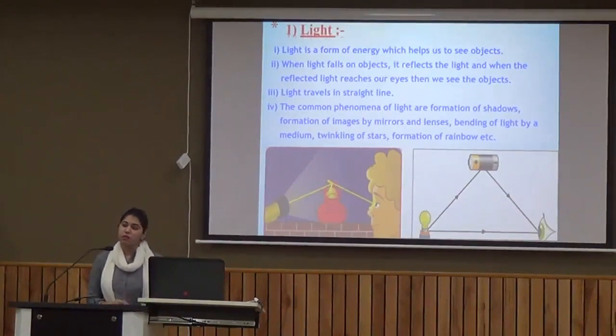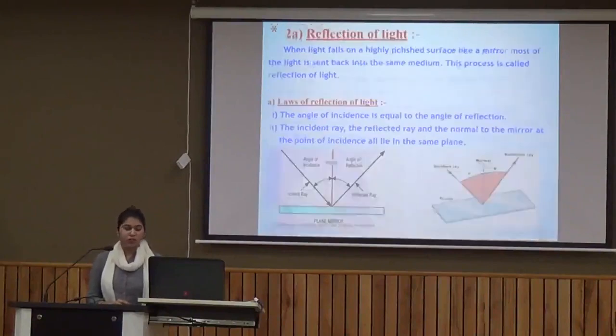And there are certain phenomena which are related to light. Some of them we are going to study in this chapter. For example, formation of images by mirrors and lenses, bending of light by a medium, twinkling of stars, formation of rainbow, all of which we are going to study. So to start with, we are going to study the concept of reflection of light.